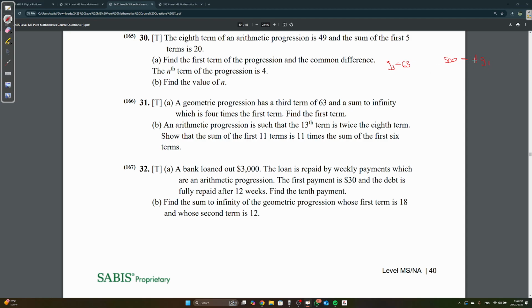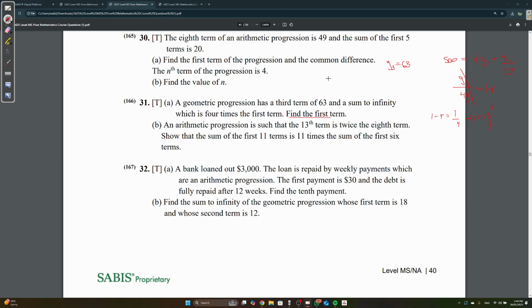So what do we know about the sum to infinity? We know that the sum to infinity is equal to G1 over 1 minus R. So G1 over 1 minus R is equal to 4G1. I think we can solve this equation, right? You can cancel out G1. How? If you have a denominator, you can swap it with the other side. So you're going to get G1 over 4G1 is equal to 1 minus R. Now you can cancel G1, and you get 1 minus R is equal to 1 over 4. Solve this equation and you get R is equal to 3 over 4. I think you know how to solve this. So we now have R equals 3 over 4.